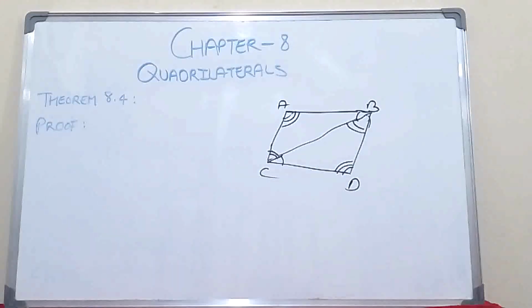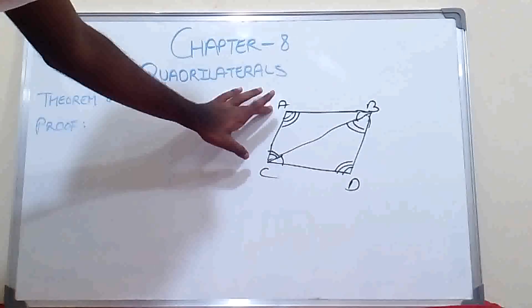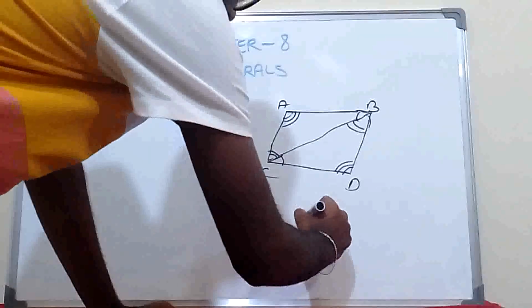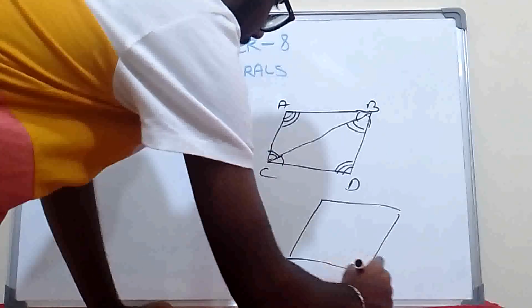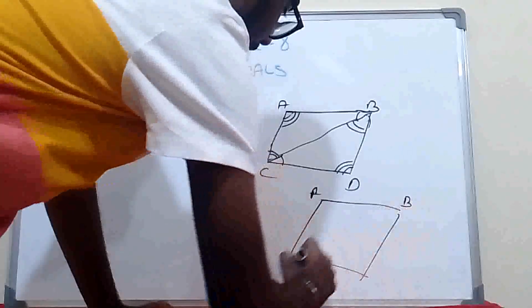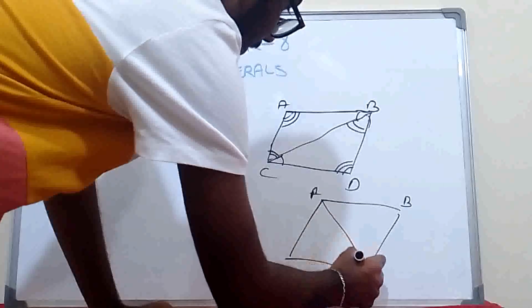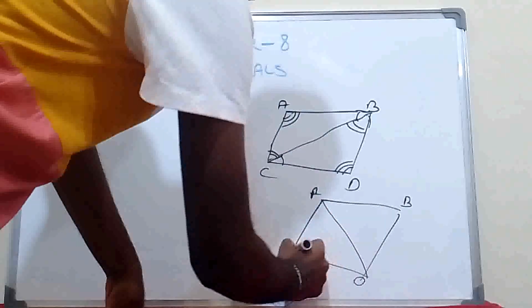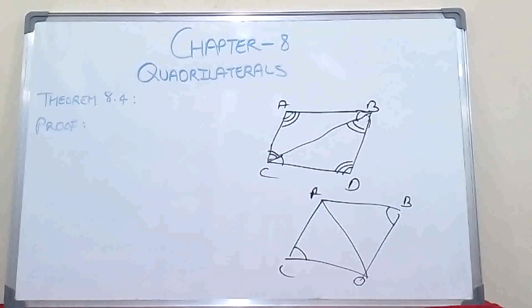And as they're congruent, even these two angles become equal. So we can say that angle A is equal to angle D. Why? Because these two triangles are congruent. And we can take the parallelogram ABCD again, and we can take another diagonal. So we'll take AD as diagonal. Similarly, we can prove these two triangles are equal again, and we'll find that angle C is equal to angle B. Why? Because of CPCT.